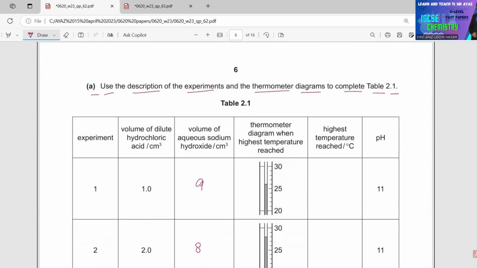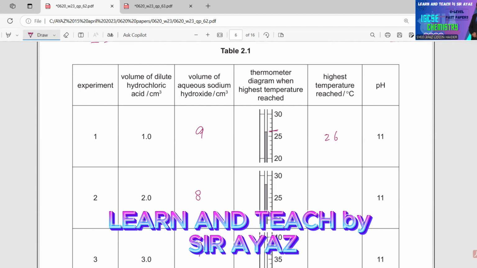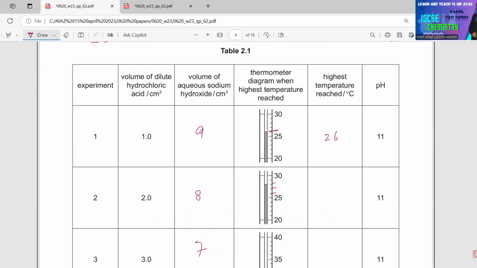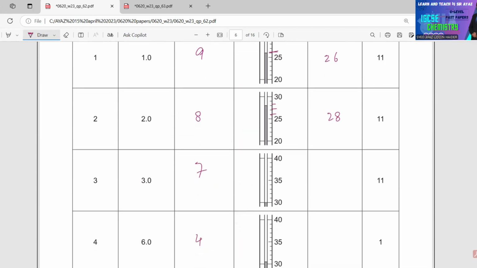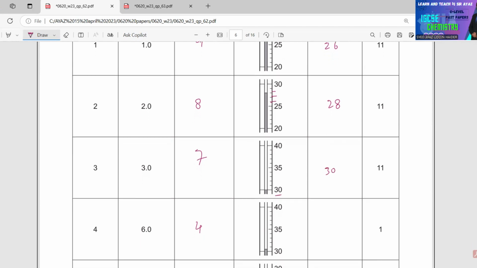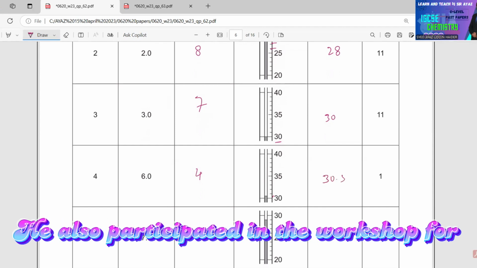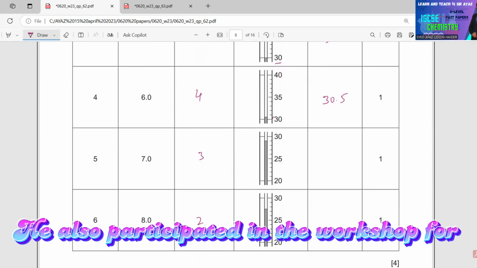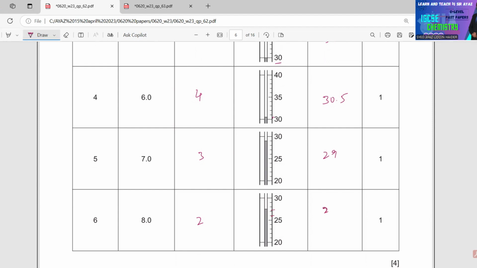Highest temperature reached in centigrade. If you look at the reading, it must be 26 degrees centigrade. What about this one? 26, 27, 28 degrees centigrade. For experiment number 3, it's 30. For experiment number 4, it's 30.5. For experiment number 5, now it's decreasing. It's 29 degrees centigrade. What about experiment number 6? 26, 27, 27.5.